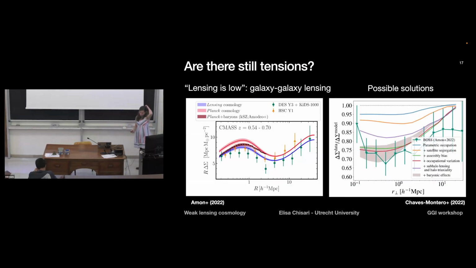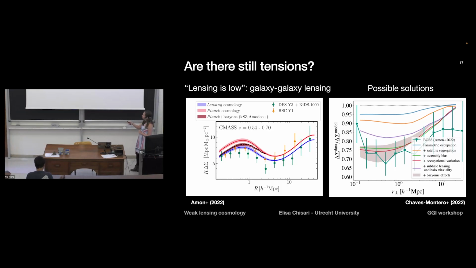So are there still tensions? We've been talking about the galaxy-galaxy lensing problem, where galaxy-galaxy lensing is low. Emmanuel showed yesterday some results from HSC, which I'll go back to talk about in a little bit. But the idea is that if you try to measure galaxy-galaxy lensing through the delta sigma profile, the matter around the lenses at very small scales, then you get some discrepancy with Planck, right?